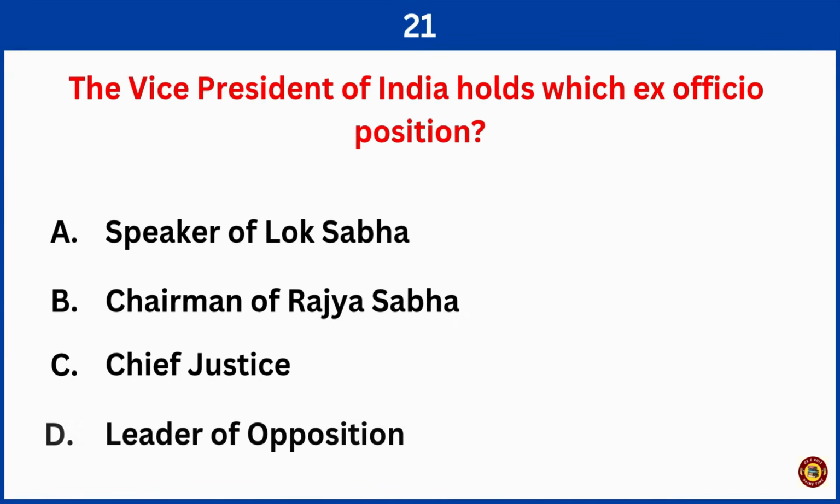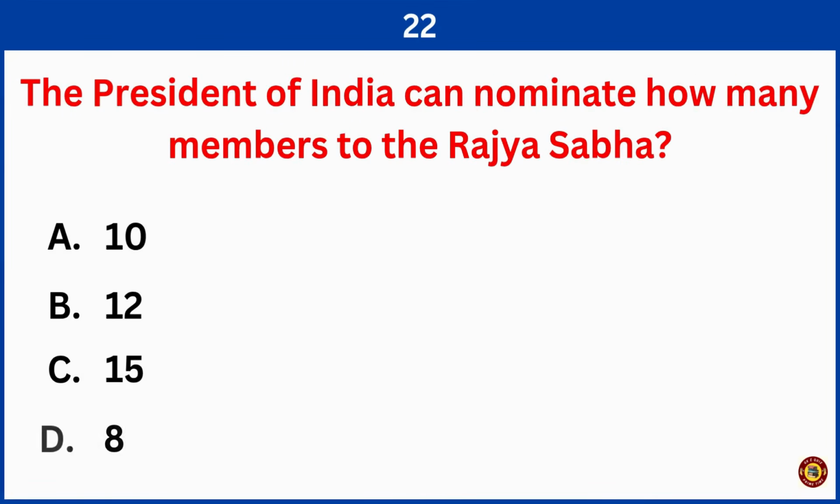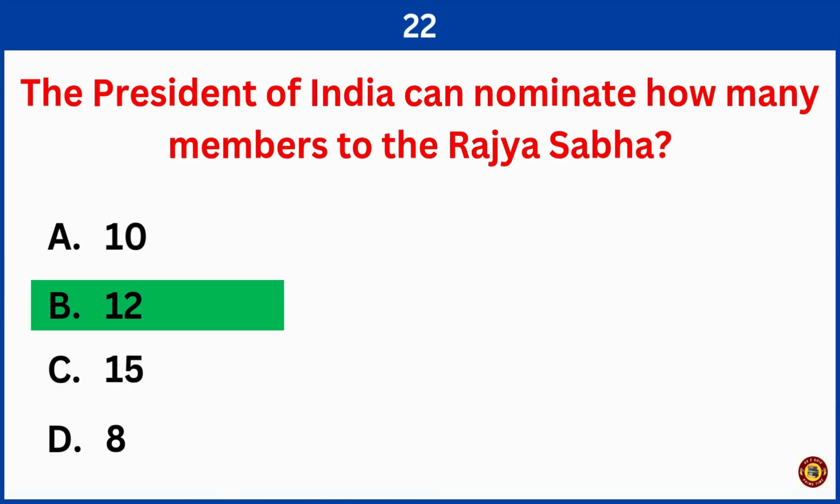The Vice President of India holds which ex officio position? Right answer is option B, Chairman of Rajya Sabha. The President of India can nominate how many members to the Rajya Sabha? Right answer is option B, 12 members.